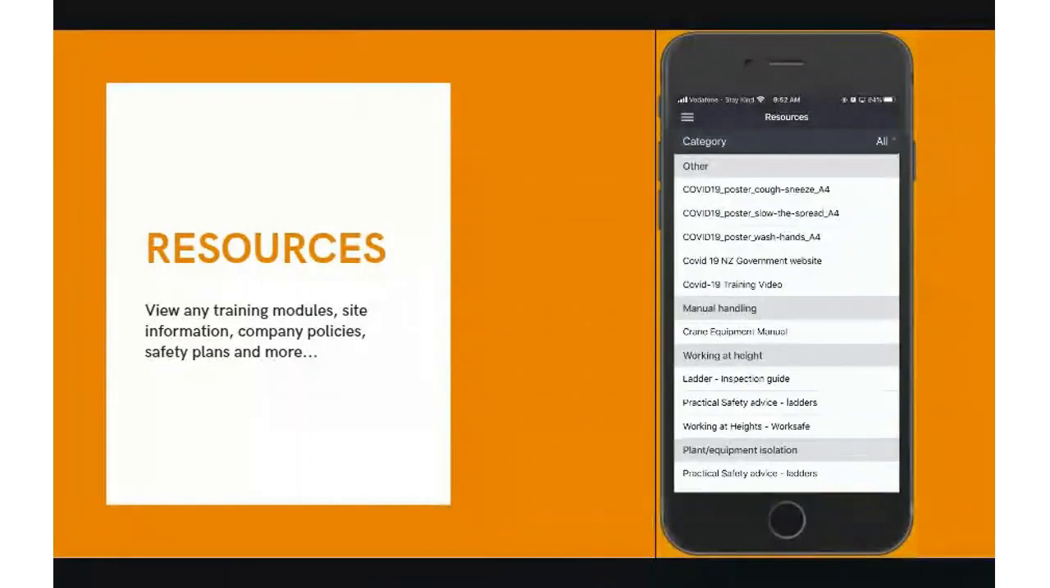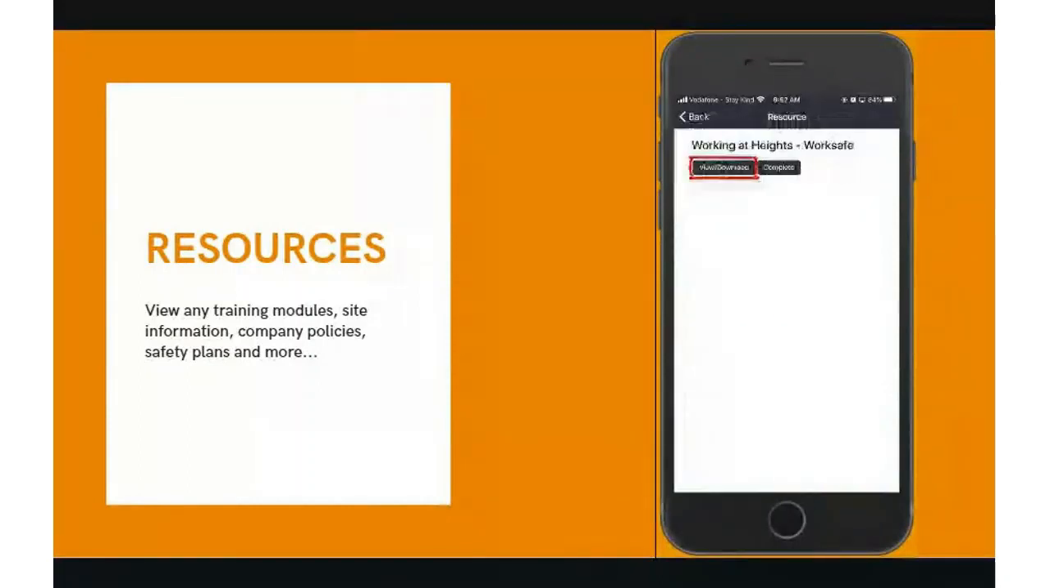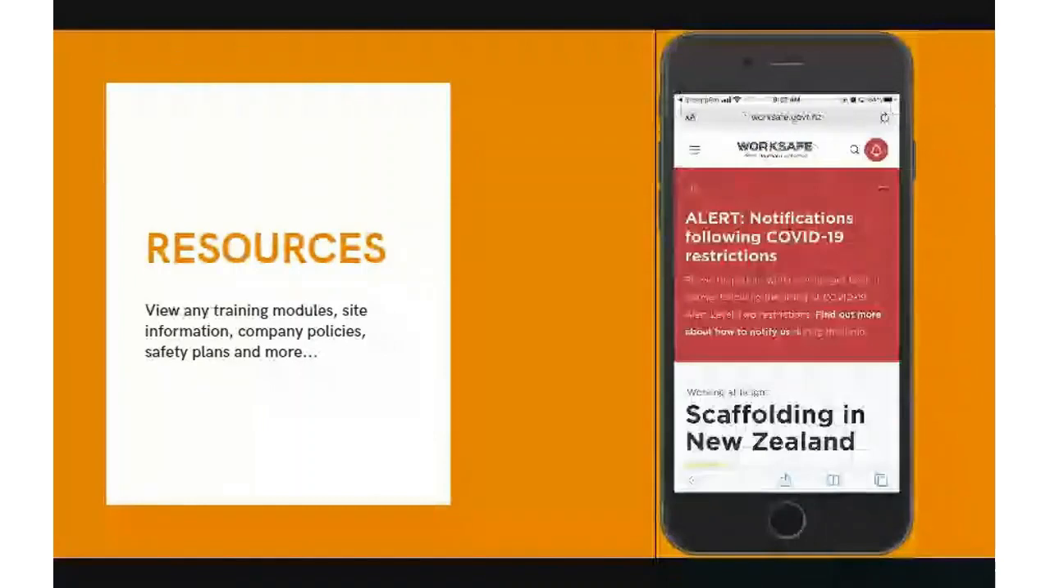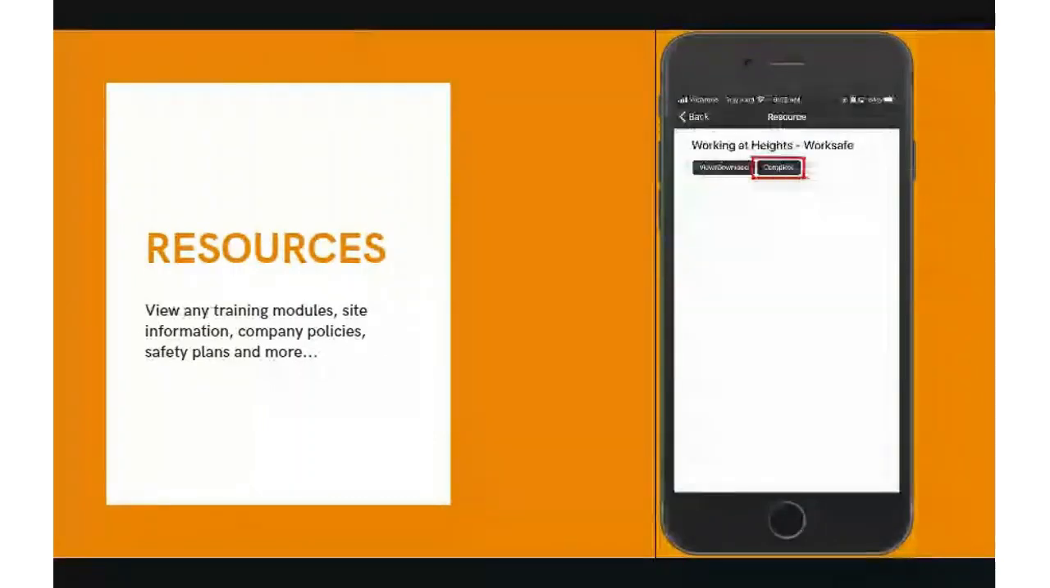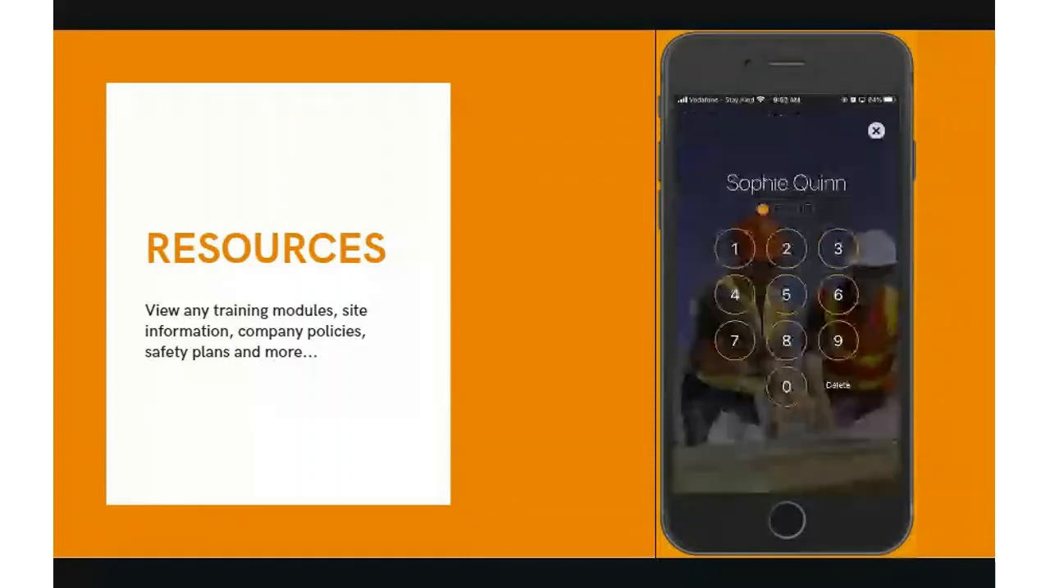So if you need to view them, you can click view and download, and that opens up the resource. You then just jump back to the app and you can click complete, and that way you can sign it off to show to your admin or your team members that you've completed this resource.